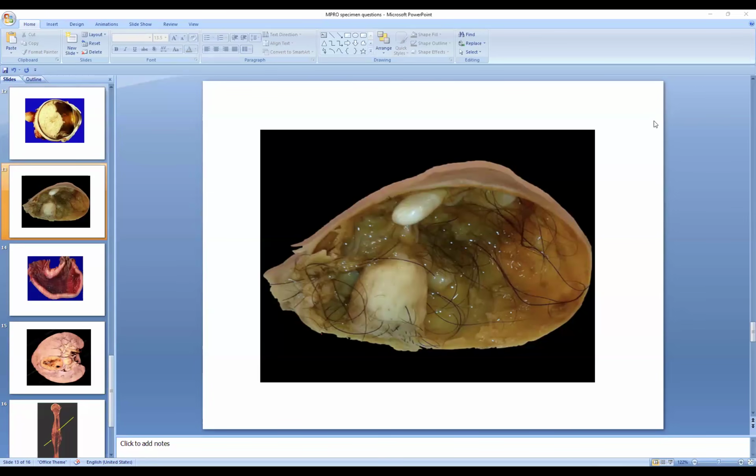From which cell does this type of tumor arise? Sir, these cells arise from totipotent germ cells, sir, because they will differentiate into all three germ layers, sir. Nice. How will the patient present?